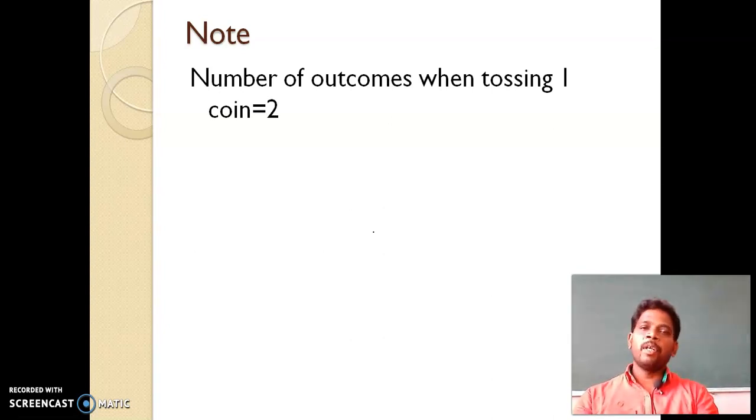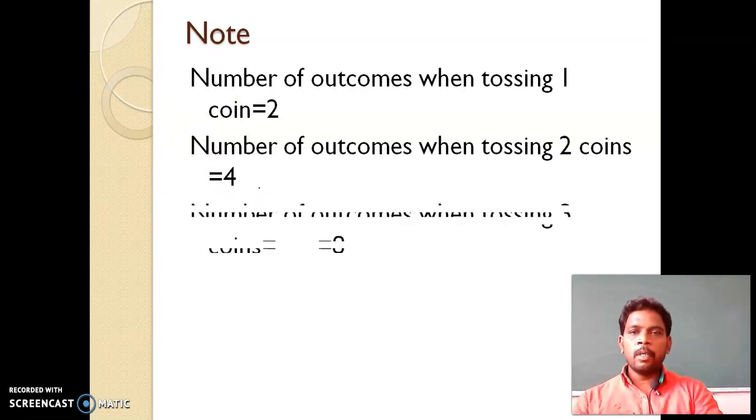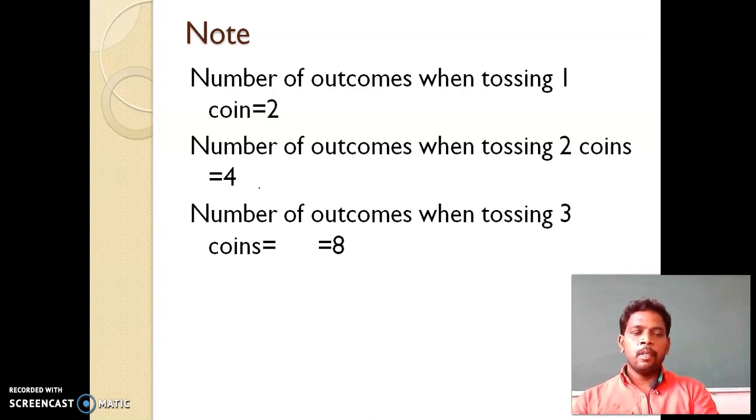The number of outcomes when tossing one coin is 2, isn't it? So when you're tossing only one coin, the total sample space is 2. And what about when you are tossing two coins at a time? The total possible outcomes are 4: head head, head tail, tail head, tail tail. We already saw those outcomes. Similarly, 3 coins means 8.